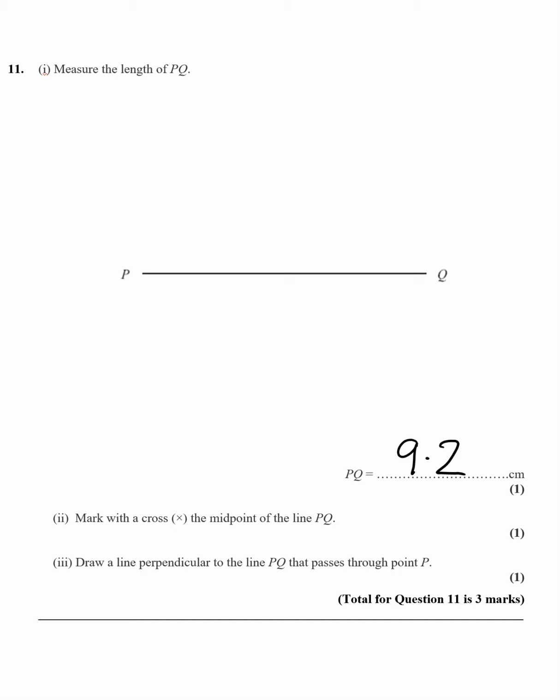Now mark with a cross the midpoint of the line. Well, the midpoint of the line is going to be in the middle. Although that doesn't look anywhere near the middle, let's get rid of that, sorry. Okay, middle of the line, and what you should have is 4.6 centimetres either side on your full scale drawing.